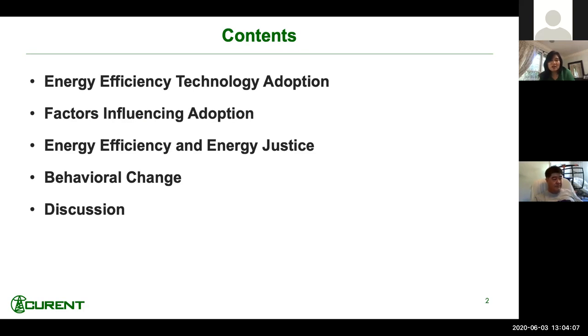Related to energy efficiency is behavior change. How do we ask people to change behavior? This is very difficult. People have been doing research for many, many years, and we still don't have the best answers.